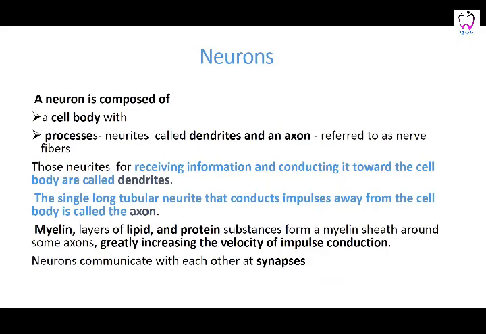The neurites, the dendrites, are the receiving end, that is, they receive information, conducting it towards the cell body, and the long tubular single process which sends impulses away is called the axon. And then there is myelin, a lipid protein substance which covers the nerve fibers, increasing the velocity of the impulses. Neurons have synapses with which they communicate with each other, and thus the information is sent on continuously.